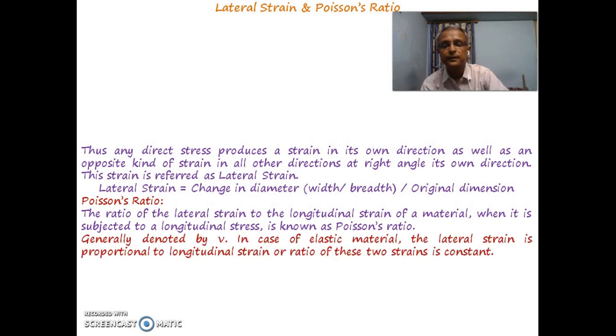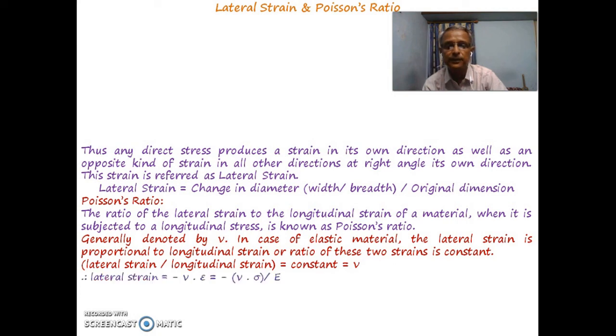Generally we denote it by mu, and in the case of an elastic material, the lateral strain is proportional to the longitudinal strain, or the ratio of these two strains is constant. So lateral strain to longitudinal strain is a constant. If we take the longitudinal strain in this direction as epsilon, then lateral strain is equal to minus mu times epsilon.